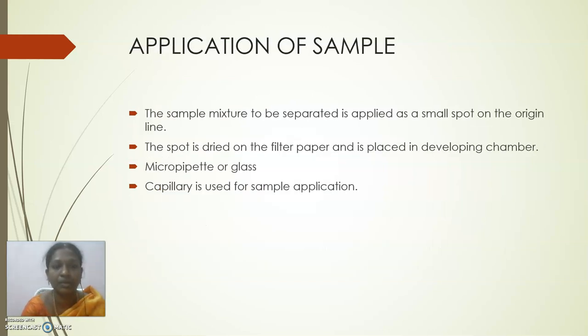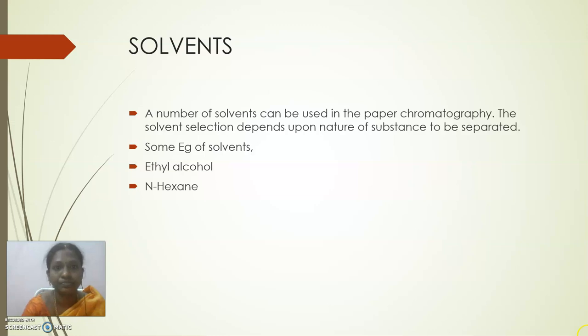Application of the sample. How are we going to apply it? The sample mixture to be separated is applied as a small spot on the origin. Already we have drawn the line. Now on that line we have to apply a small spot of the sample. The spot is dried on the filter paper and is placed in the developing chamber. And here a micropipette or glass capillary can be used to introduce the sample on the spot. And here the capillary is used for the sample application.